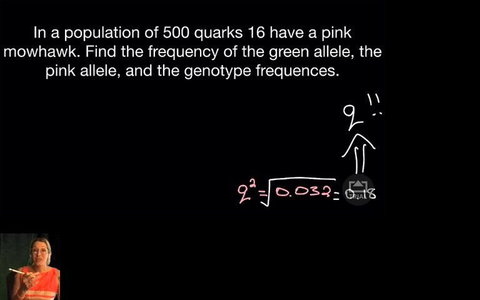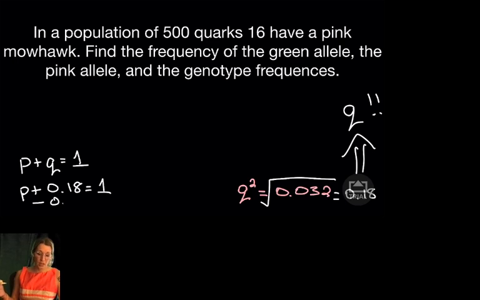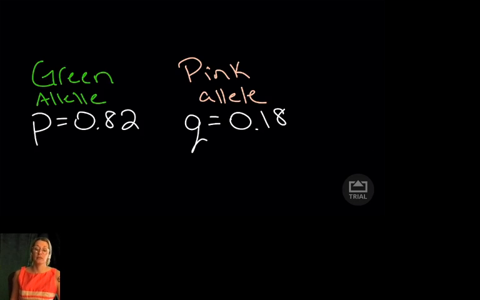If you go back to what I told you in the last video, P plus Q always equals 1. So we know two parts of the equation. If we know two parts of the equation, we can always get the third part, right? That's basic math. So if P plus Q always equals 1, then we know P plus 0.18 equals 1. Remember, we got 0.18 from taking the square root of 0.032. That's our Q. Then all we do is subtract our 0.18 from both sides. We get our P. Now we know P equals 0.082. Boom.